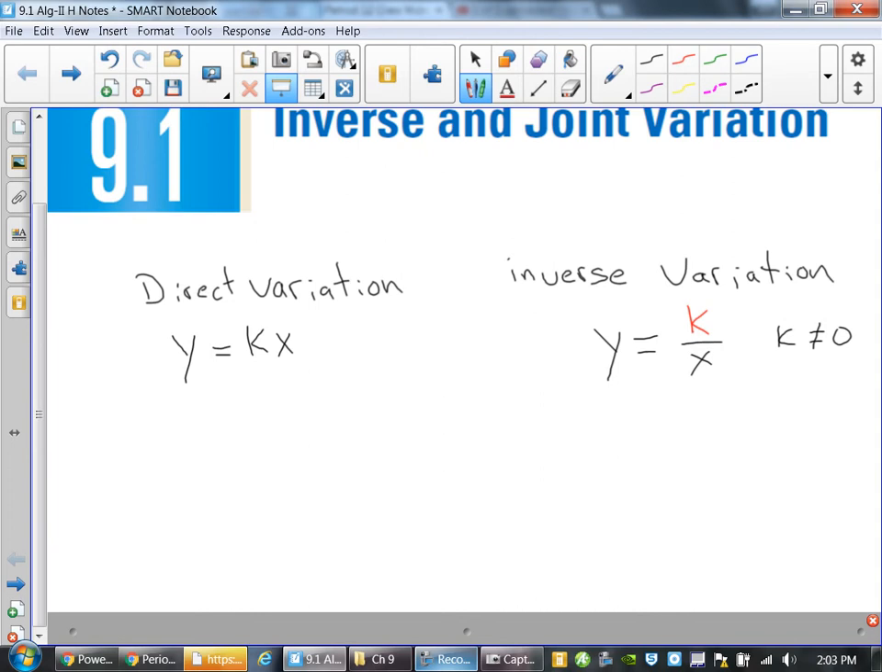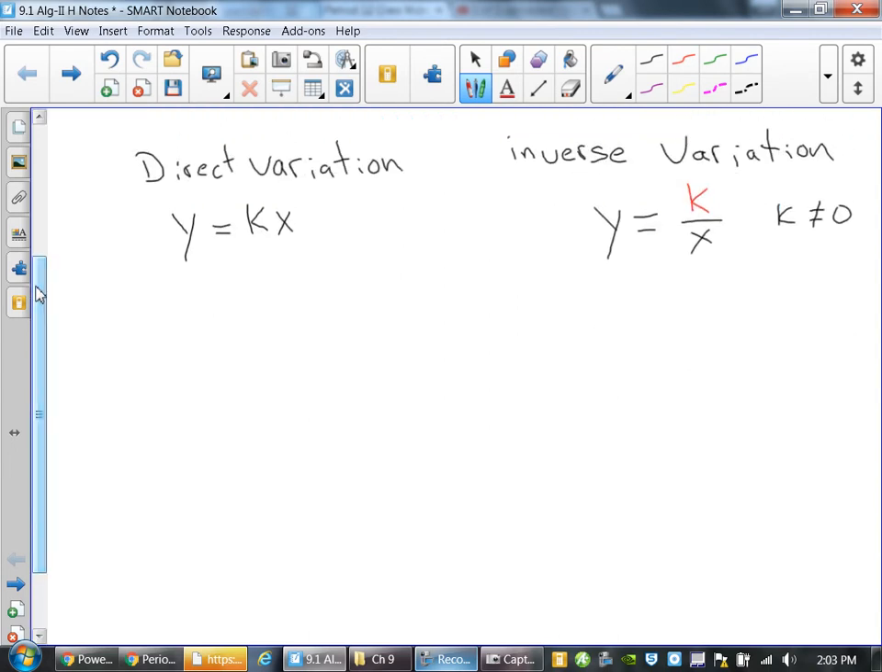When you guys did what was called direct variation, you'd say y varies directly with x. What it would look like is that there was some constant being multiplied by every value of x. So y equals kx. The constant, they use k's for this stuff.